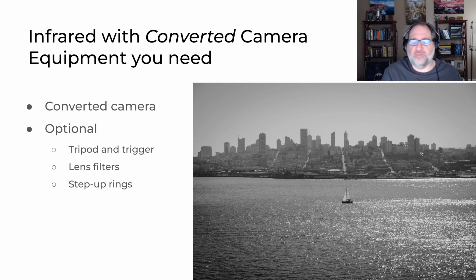You may or may not need lens filters or step-up rings depending on what your camera was converted to. Those are all optional. So for example, if I took a camera and converted it to a 590 nanometer filter or a 720 nanometer filter, I could just go out and start shooting. Don't need tripods, filters, anything else. I can go out and shoot infrared. Very easy to do.